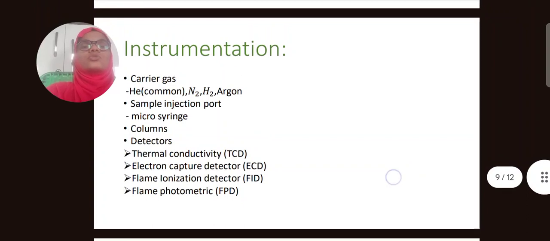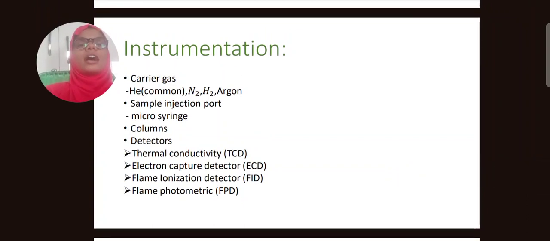And next one, instrumentation. Carrier gas: He means helium, that is common, N2 means nitrogen, H2 hydrogen and argon. And next one is sample injection port, macro syringe, columns, detectors: thermal conductivity detector which is TCD, electron capture detector which is ECD, flame ionization detector which is FID, and last one is flame photometric detector which is FPD.